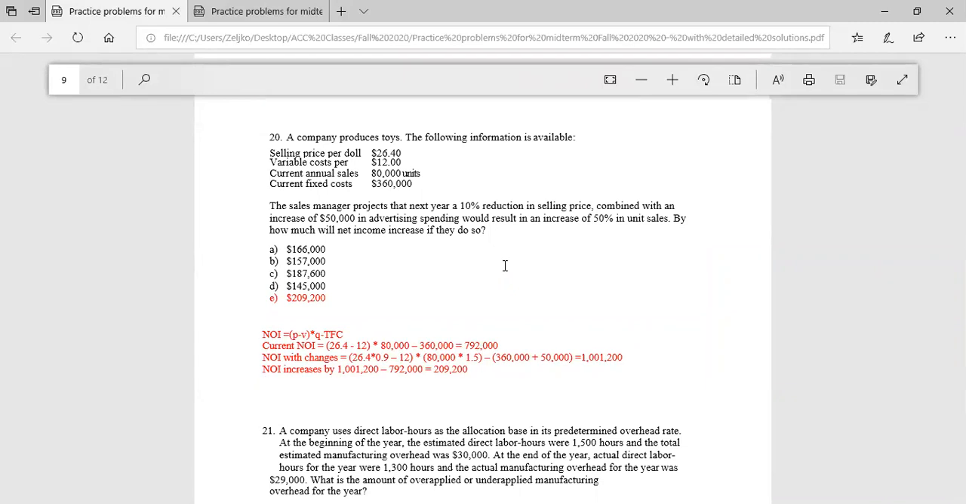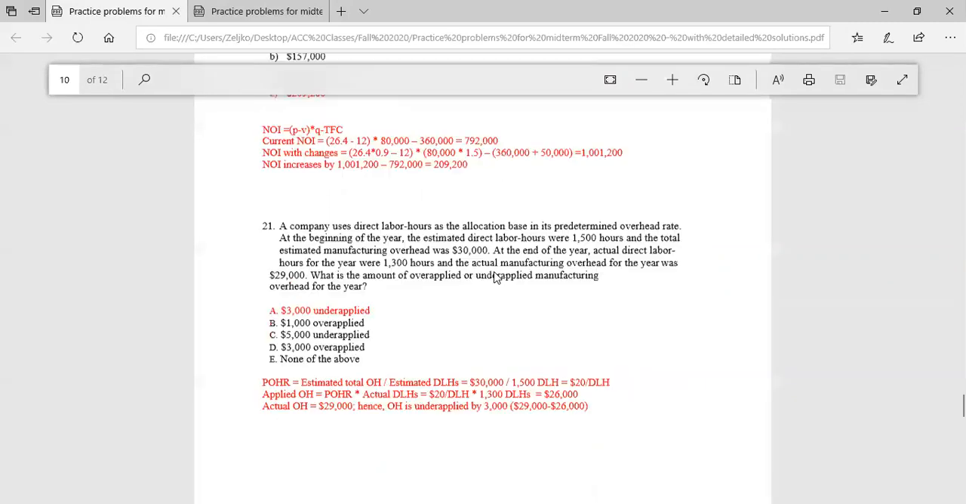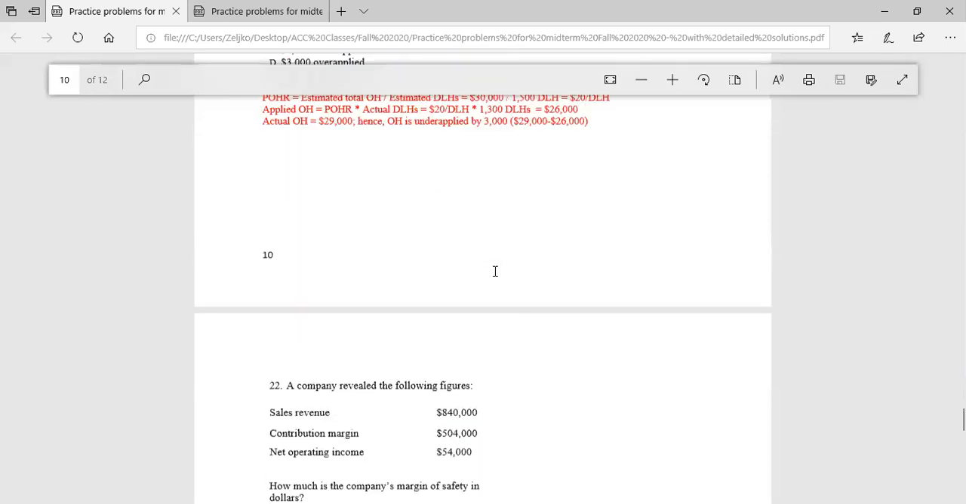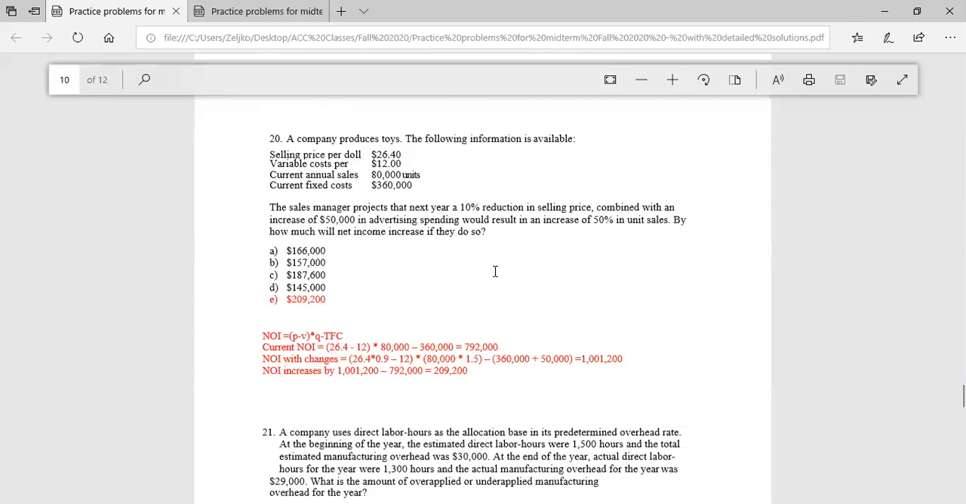Question 20. Okay, we are getting close to the end. Company produces toys, things. How much will net operating income increase if they do so?